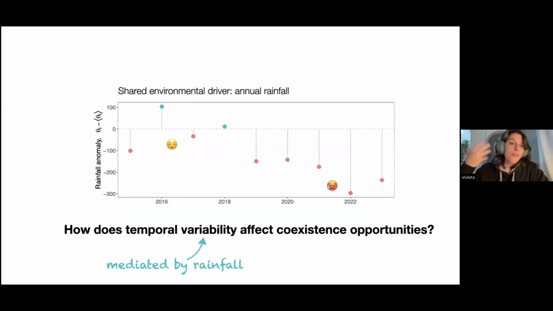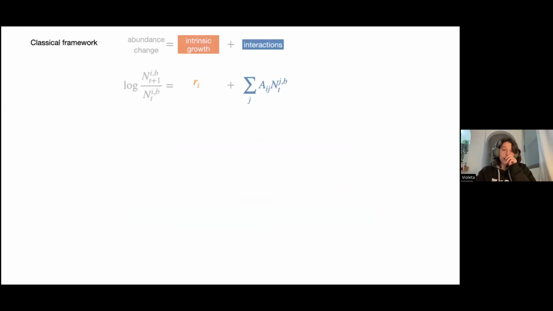rainfall is going to affect the intrinsic growth rates and interactions of our species. And in order to do that, what we want is to develop further a typical classical framework. Here we have, it's not the Lotka-Volterra, it's the Ricker model, but the philosophy is the same.